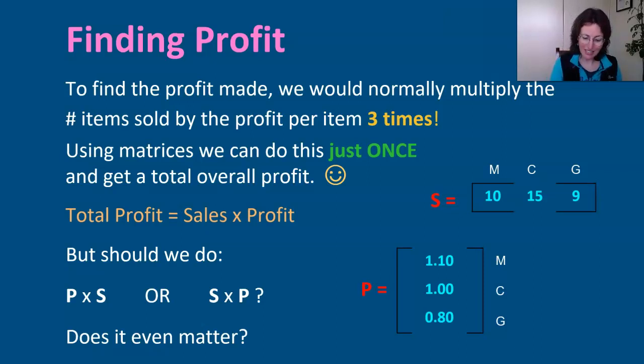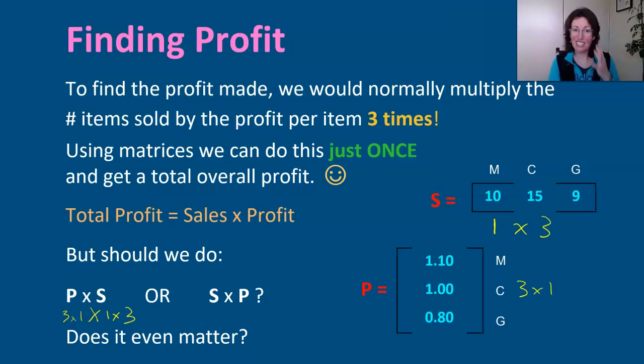So let's look at S. What's its order? How many rows? It's a 1 by 3. And P, how many rows? That's a 3 by 1. So P multiplied by S would give us which orders? The 3 by 1 multiplied by S, a 1 by 3. Can you do that? Yes, because those ones in the middle match, the resulting matrix would be the 3 by 3. So we could do that multiplication.